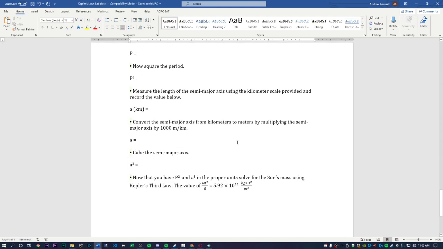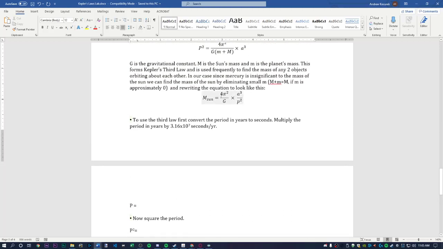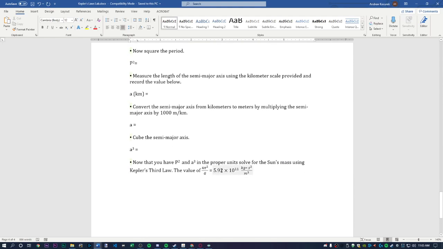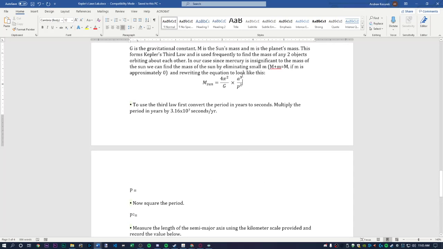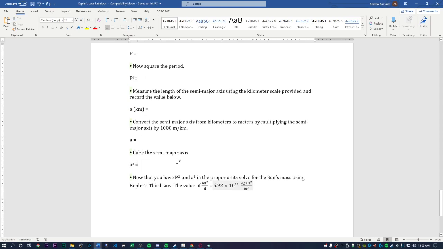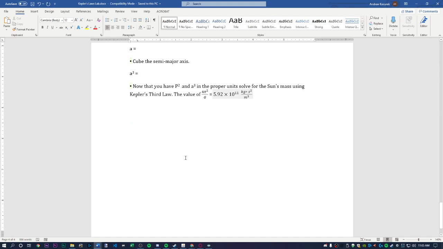Okay? And then this 4 pi squared over G, this whole term right here, we've given you down here, 5.92 times 10 to the 11th. So it's this number times your semi-major axis in meters cubed, divided by your period in seconds squared. So it's whatever you get here, and whatever you get here. Now, you can easily check your answer. So I do want to see the work. It's just 3 numbers, 2 multiplied and 1 divided.